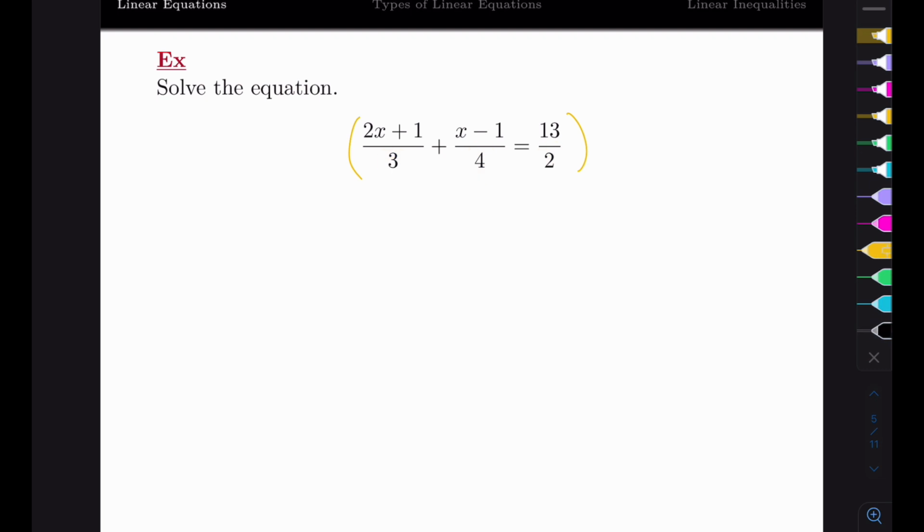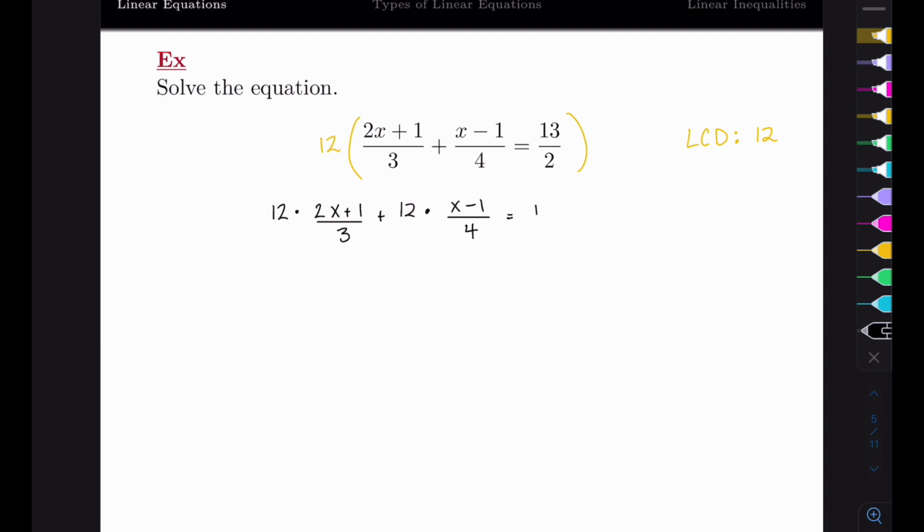But the simplest number we can actually use is that least common denominator. So remember, this means we're looking for the least number that's divisible by 3, 4, and 2. And so here the number 12 is divisible by 3, 4, and 2. So I'm going to take each of these and multiply by 12. Because remember, if I do this on both sides of the equation, it's not going to change anything at all. So my first piece, I'm going to have 12 times 2x plus 1 over 3. Then I'm going to have 12 times x minus 1 over 4.